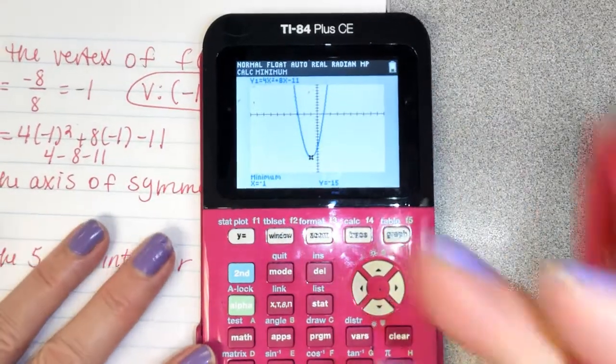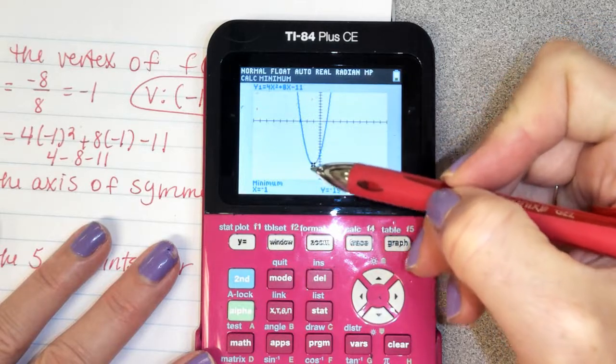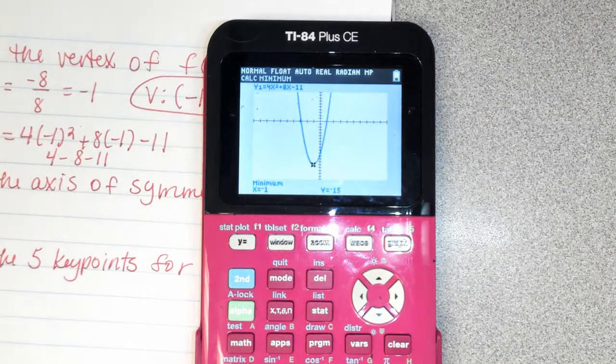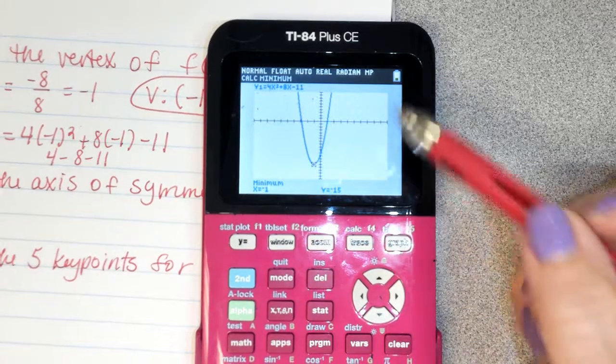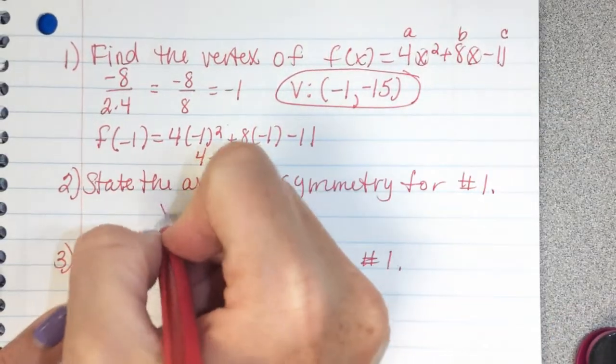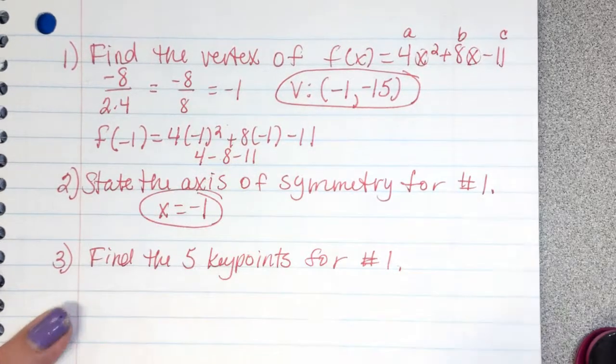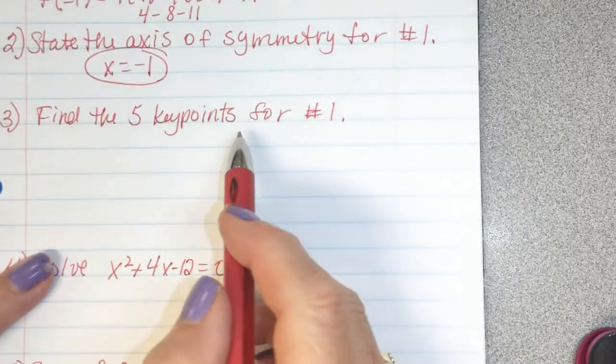So there we go. The next thing we had to do was find the axis of symmetry. Remember that axis of symmetry comes straight down through that vertex. Okay? And so let's see what you had, x equals negative 1. Sounds good, doesn't it? Because it has to come straight down to that vertex. So that is going to be correct. Very good. Find the 5 key points.